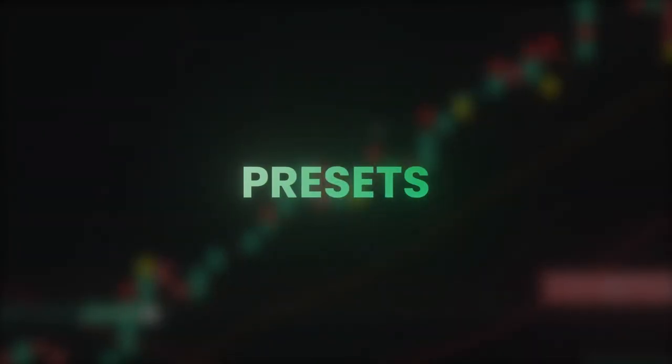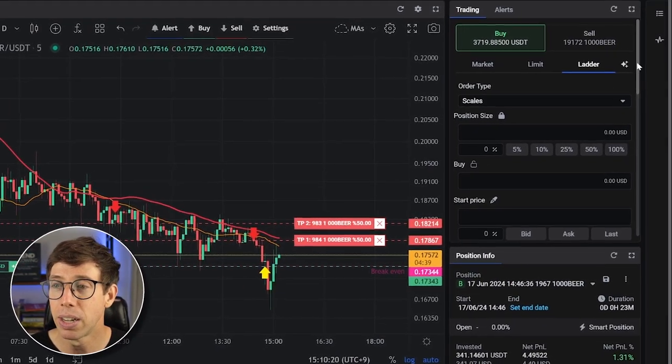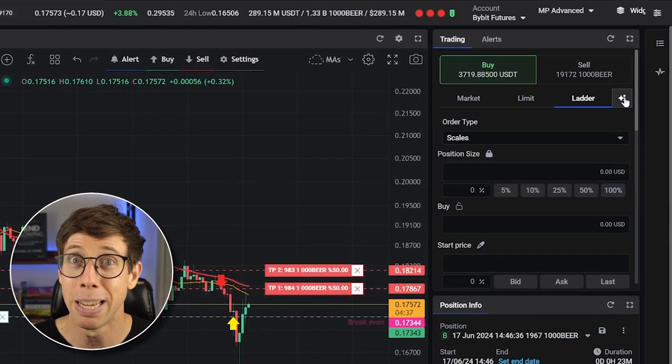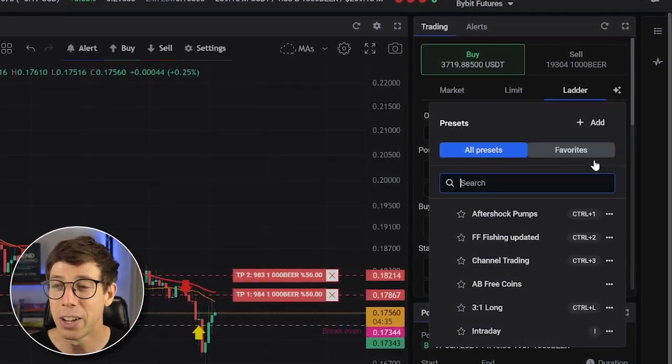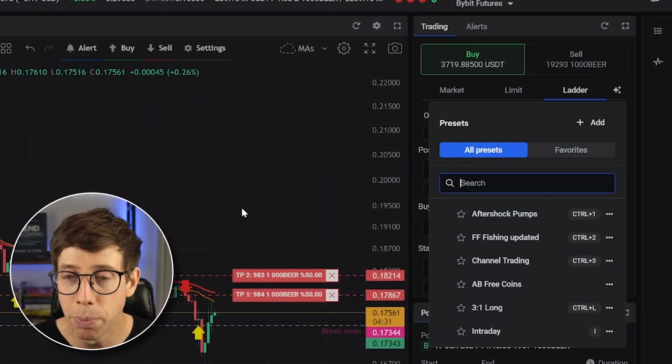I actually placed this trade before filming this video, and I want to show you what this looks like and how I'm using AllTrady to grow my account. One of the best things about AllTrady is that it has these presets. Over here in the top right corner, you can see this little magic shiny button. If you click this and come down here, you can see there are all these different presets that work extremely well for crypto.